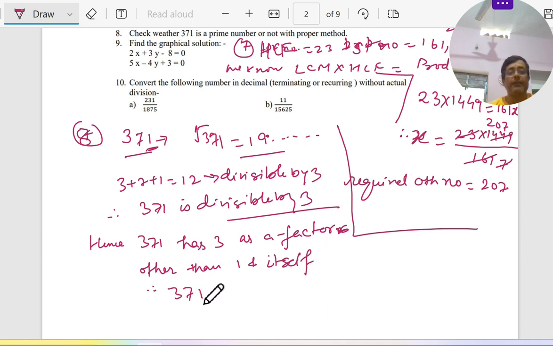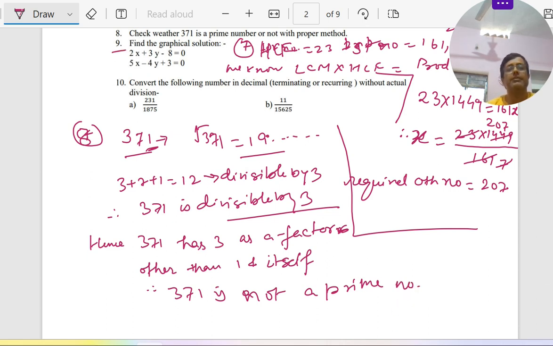Therefore 371 is not a prime number. I write not a prime number. That means this is a composite number. But in the question it is asked about prime number, so I am writing prime number. Now we go for the next question.